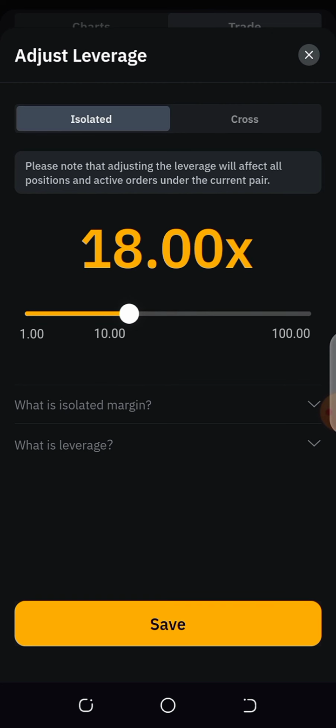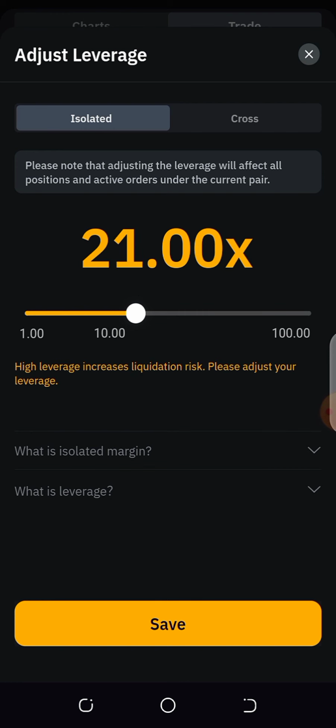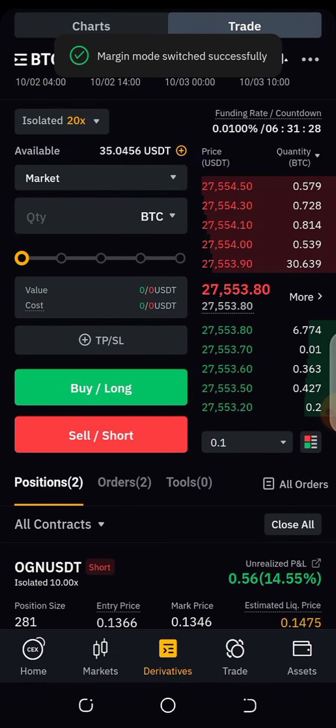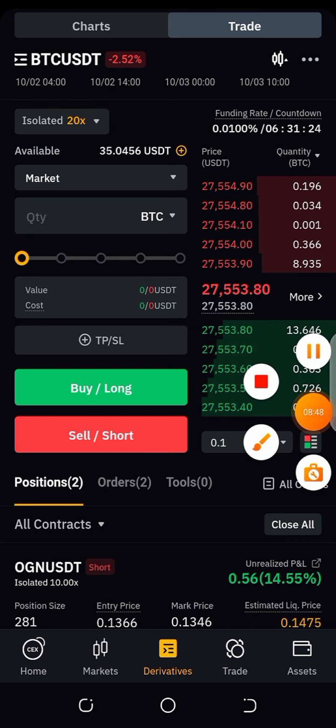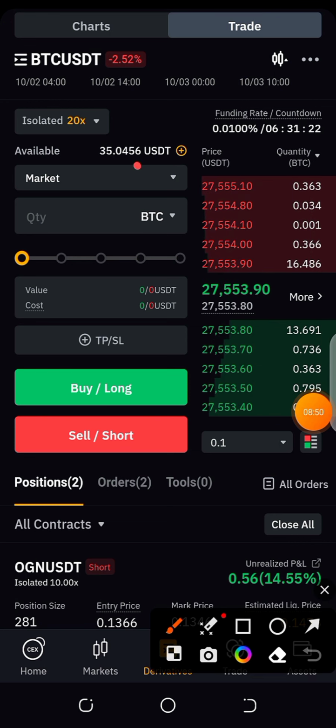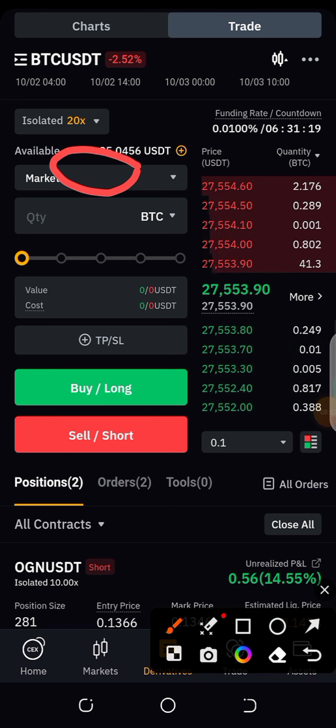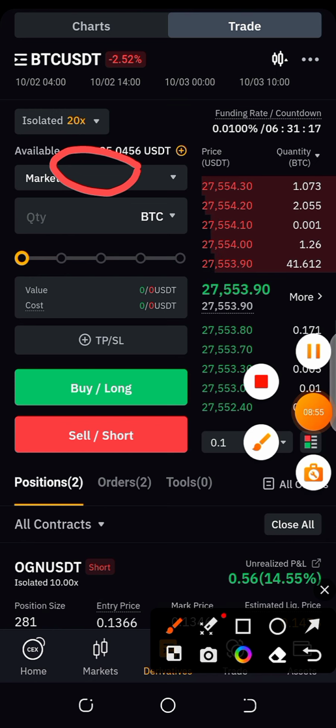Okay, guys, so let us go back. We can really put this on let's say 10x leverage, or let me put it on 20x. Okay, and click on save. All right, now the next thing we have here is the orders. Now we have the section of the order here. Okay, now what is this all about?